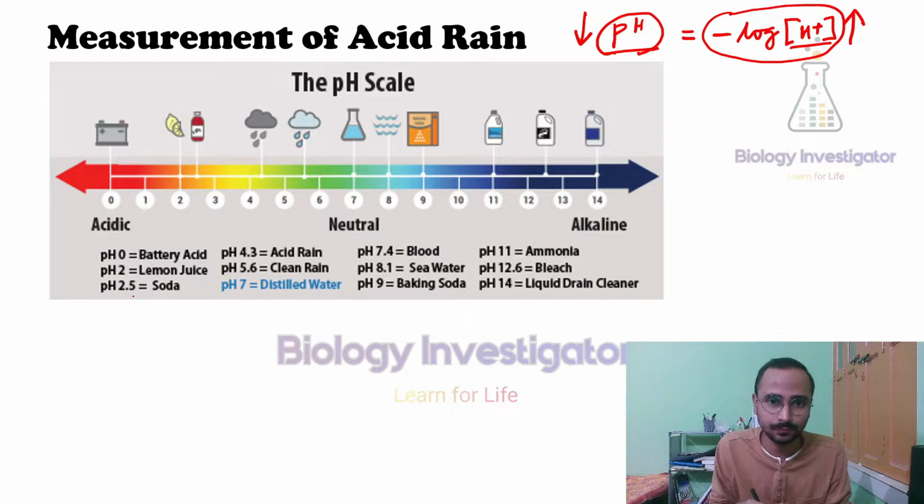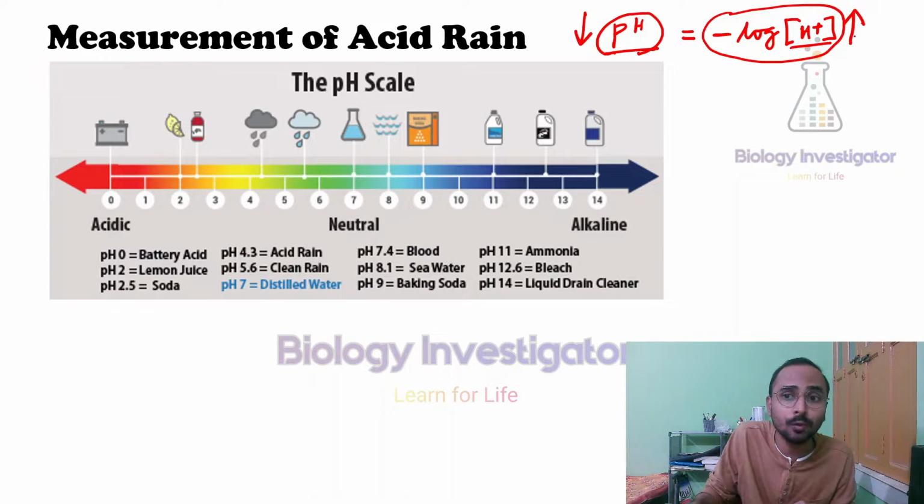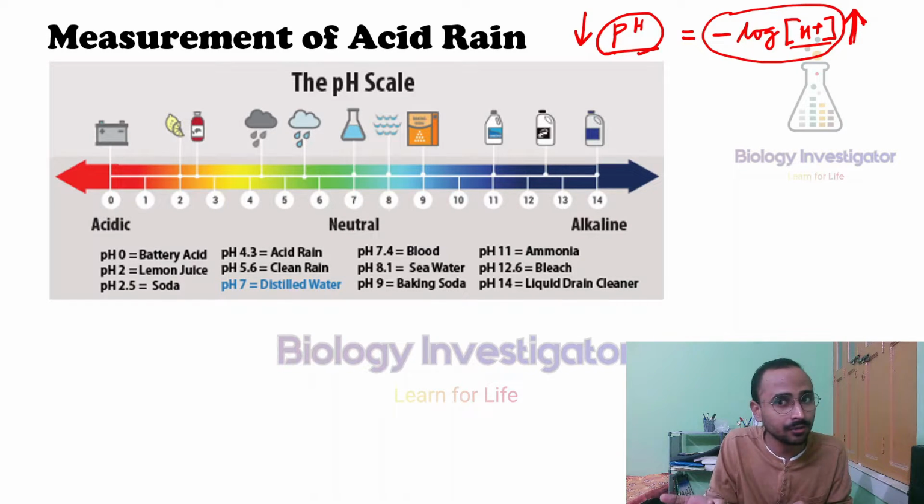will decrease. The pH will decrease. And more hydrogen ion concentration, just remember this thing very carefully. Understand this very carefully: if there is more hydrogen ion concentration, then pH will be lesser. More the hydrogen ion concentration, lesser the pH.